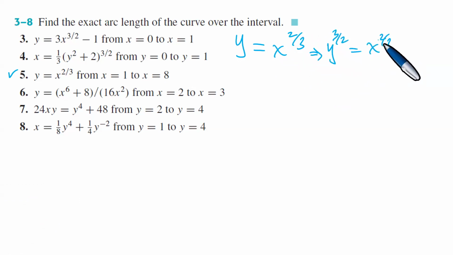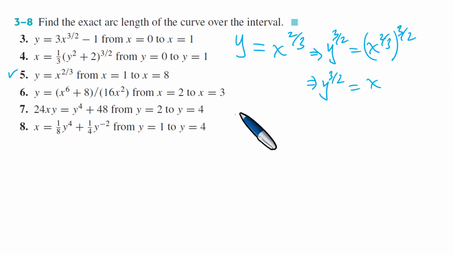X to the power 2/3, you raise it to the power 3/2. Y to the power 3/2, and then these 2 cancels, 3 cancels, giving us x. Dx dy. Okay? Now you can get dx dy.